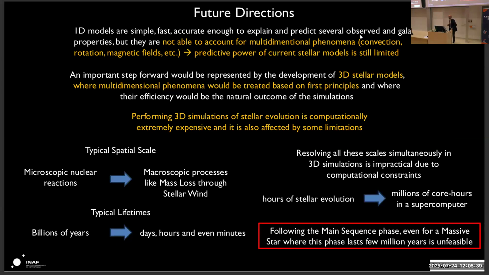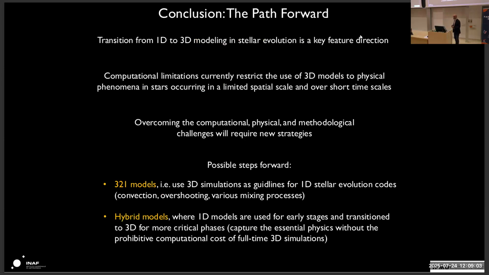A few slides more, but I am concluding. Of course, future directions would be to develop 3D stellar models. This is not possible at present because of the very different spatial scales and time scales that are relevant for all the stars. Probably we may find new strategies, new methodologies to put together 1D stellar models and very short phase 3D stellar simulations. Okay, I'm finished. Thank you for the attention.